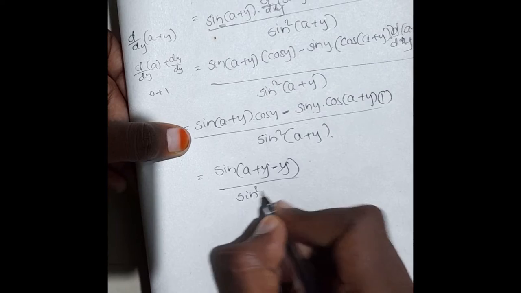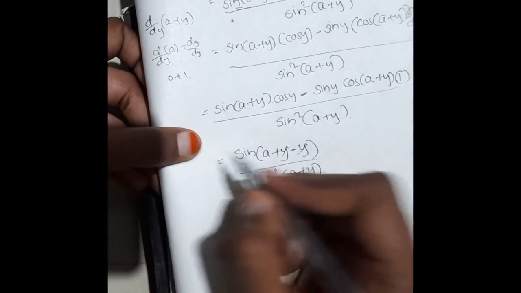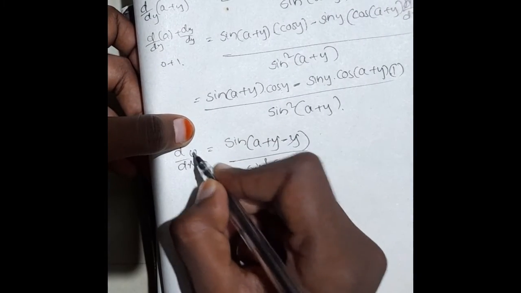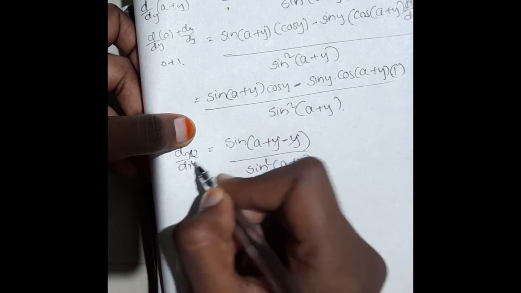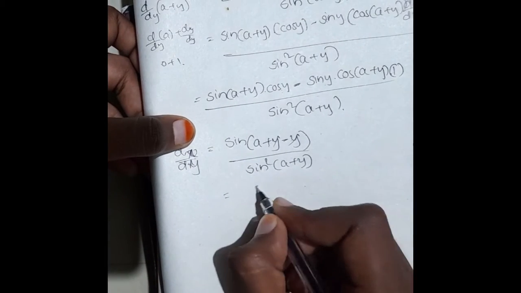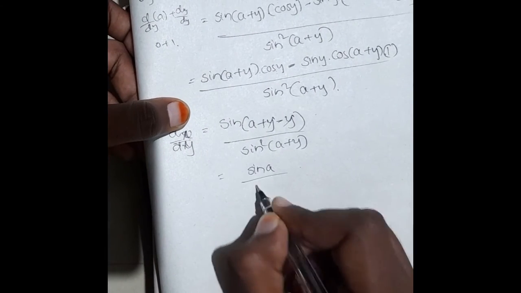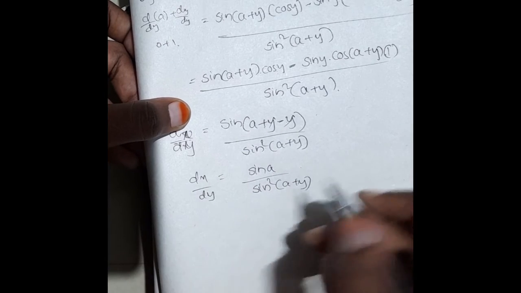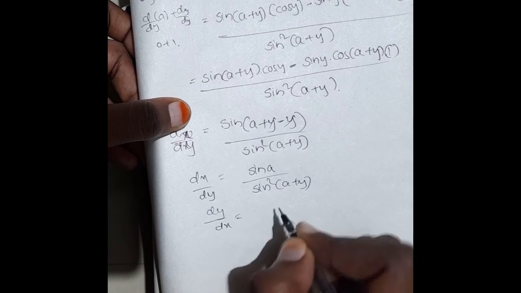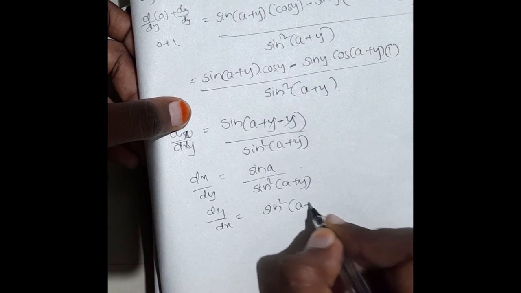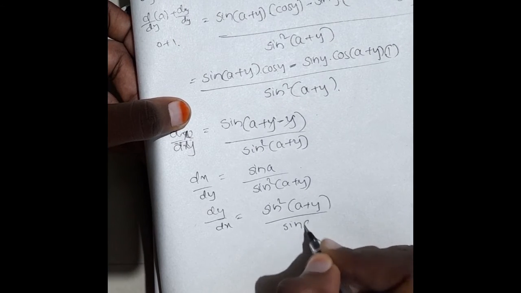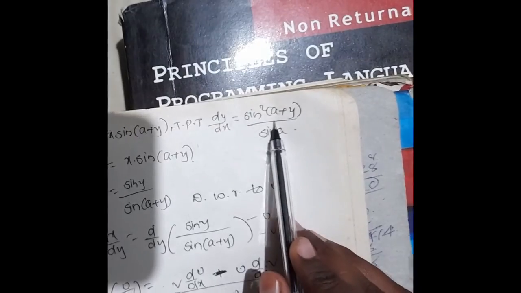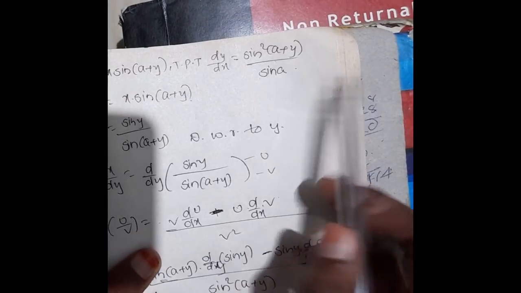Cancelling a + y. So this is d by dx of... dx by dy. This is dx by dy, right? So now what is dx by dy? Sin a by sin²(a + y). This is dx by dy. So now what is dy by dx from this? We can write it as just the reciprocal: sin²(a + y) by sin a. This is dy by dx. That's it. We were asked to prove that itself: sin²(a + y) by sin a. We got that.